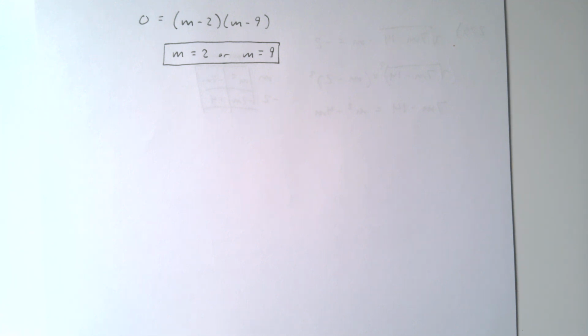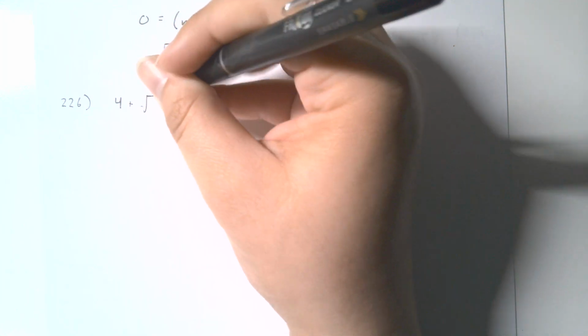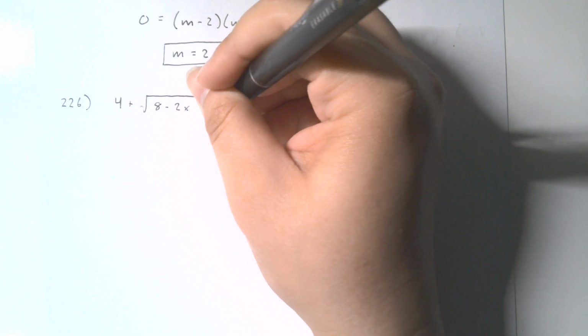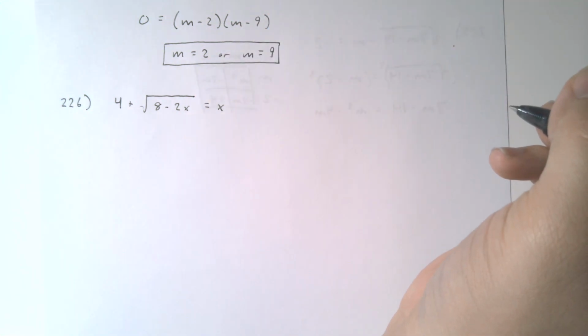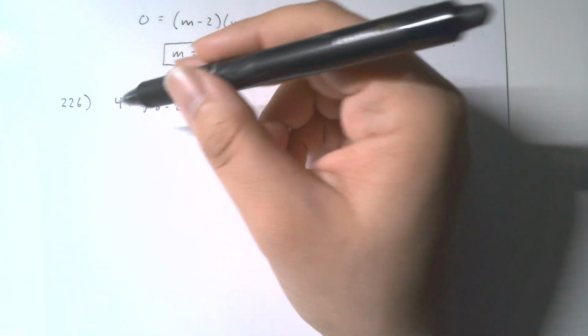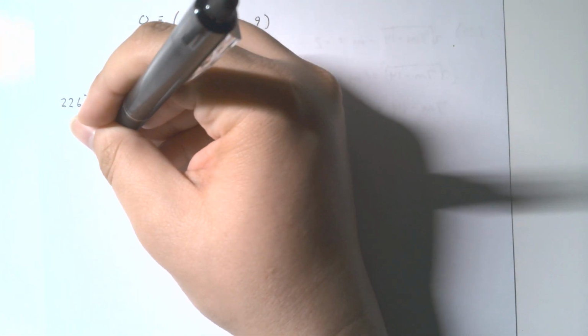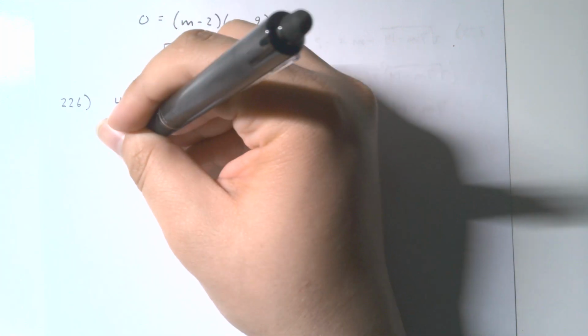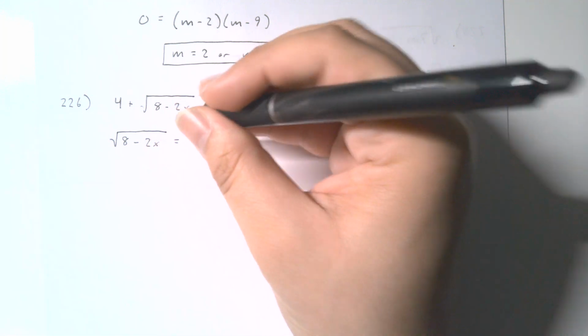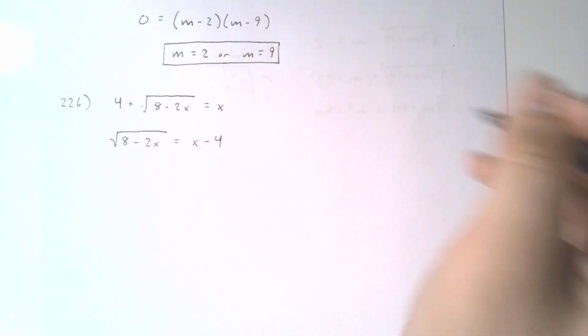Okay, let's look at number 226. For number 226, we have 4 plus the square root of 8 minus 2x is equal to x. And so again, we want to get the square root by itself, so we can do that by subtracting 4 from both sides. We get the square root of 8 minus 2x is equal to x minus 4.